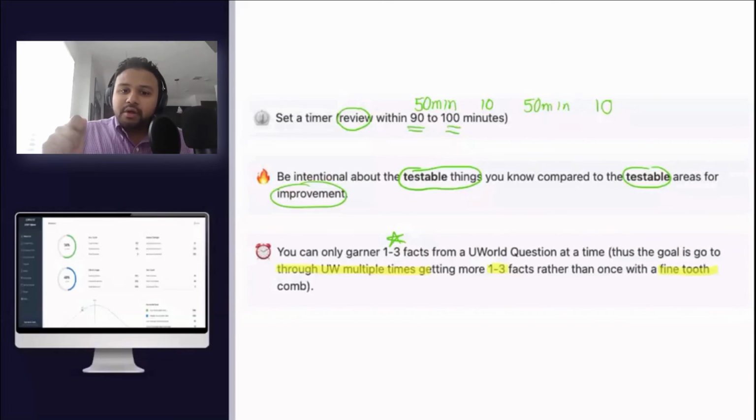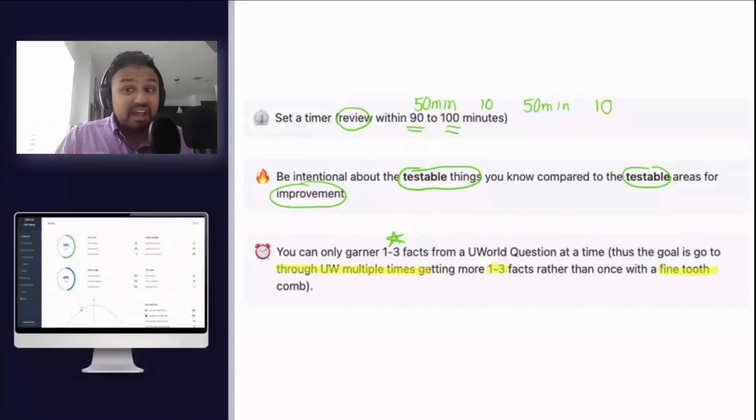So understanding that, hey, in this question, when I'm reviewing it, I'm going to get 1 to 3 facts. These are facts that I'm not too comfortable with, and I'm going to just move on. That's going to help you a lot to stay time efficient. And this is all under the auspices of having a timer.